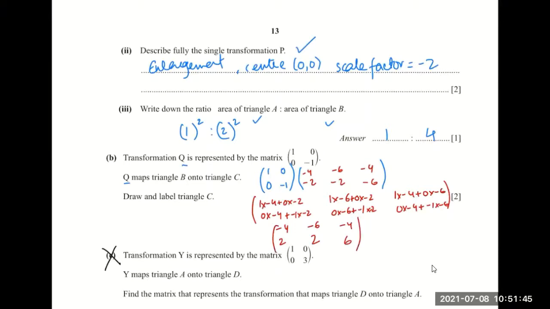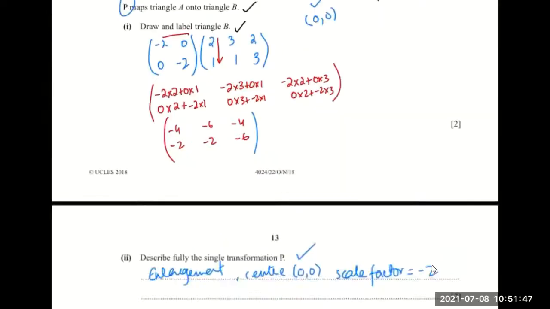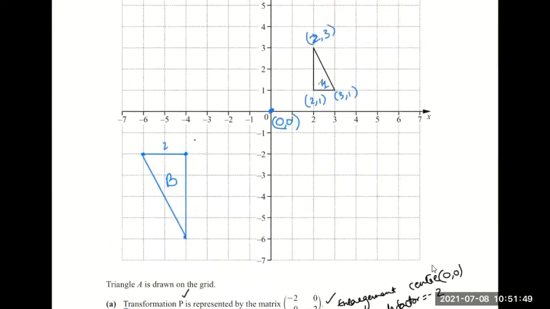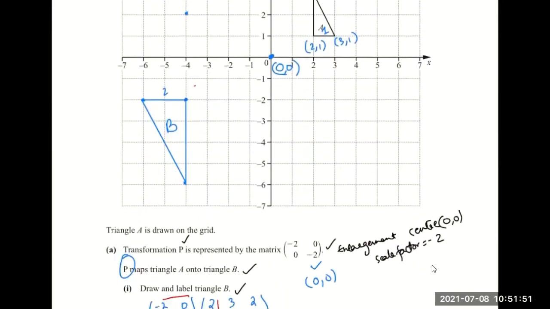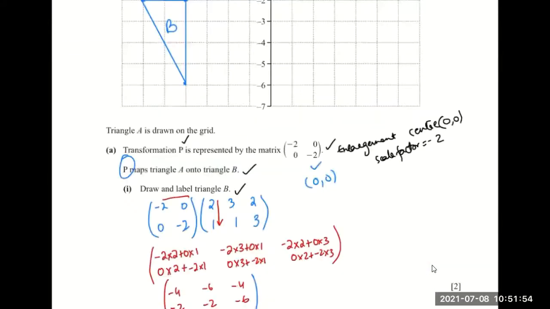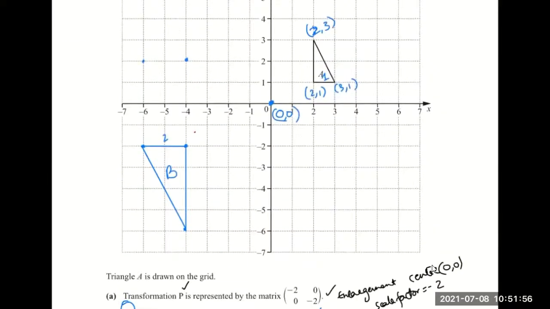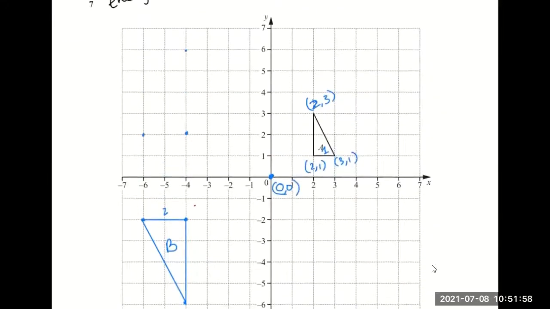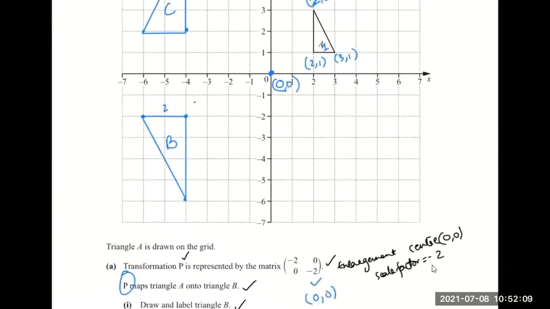Okay. Draw and label triangle C: -4 and 2, so -4 and 2 here, -6 and 2. So I think this is a reflection. Any questions? No.